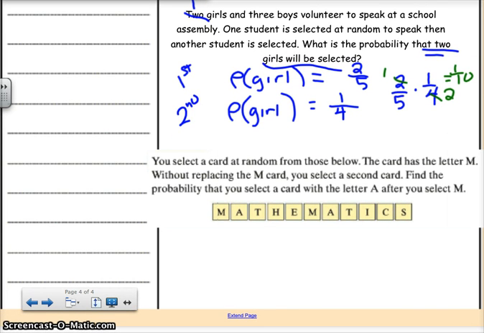Last one. You select a card at random. The card has the letter M. The letter M is already drawn. Without replacing, you select a second card. Find the probability that the second card is an A after you already selected the M. So an M is gone. I don't care which M, just an M is gone. I'm holding on to it. So the probability of A, I have 2 A's. How many left?